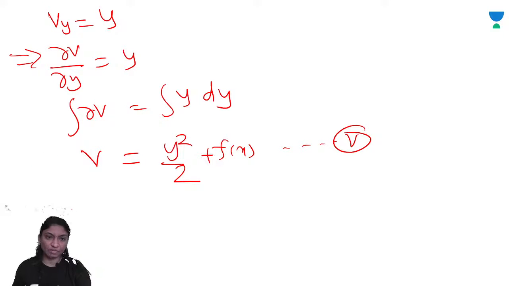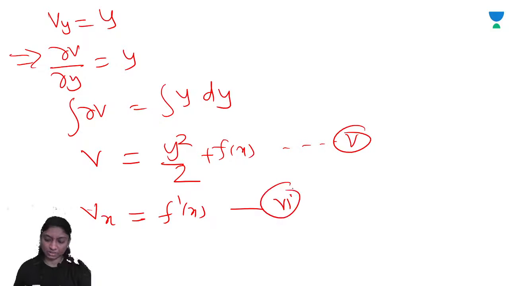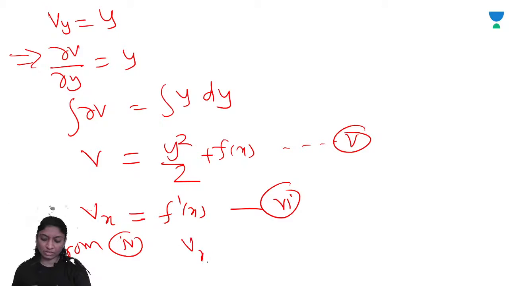From 5 we have Vx is equal to f dash of x, because y square by 2 is constant, right? This is equation number 6. Now from 4 we have Vx is equal to minus x, right? So f dash of x is equal to minus x here.